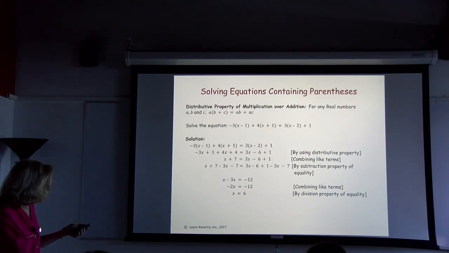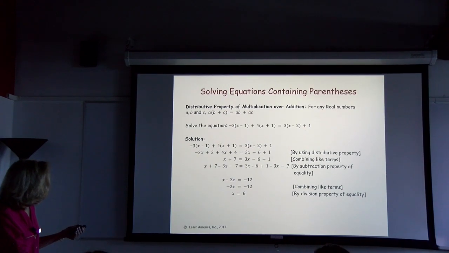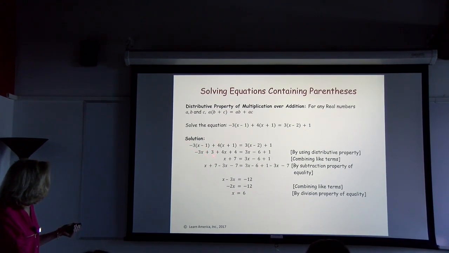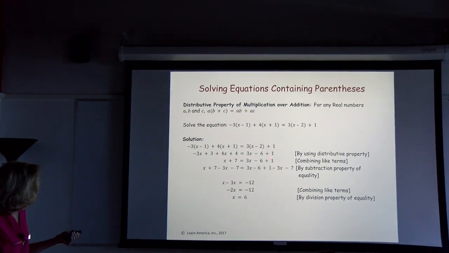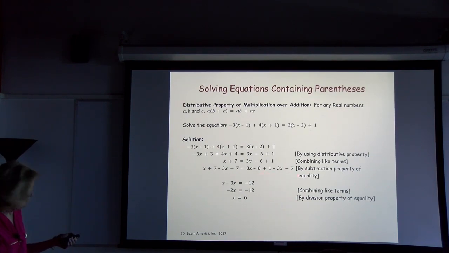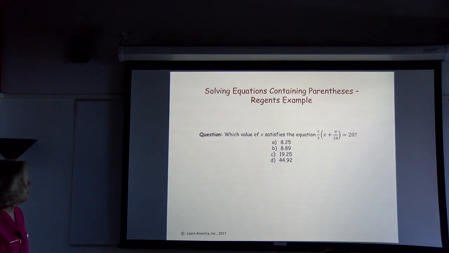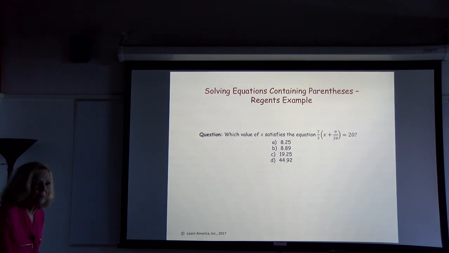Okay? Solving equations containing parentheses. All right, same thing using the distributive property. When you remove the parentheses, you want to combine your like terms on the left-hand side and on the right-hand side. And then you're going to get all the terms with x on one side, all the terms with the constant values on the right-hand side, and here we have x equals 6. Okay? All right, so now here's an equation for you to try. Okay, here's a Regents question. Which value of x satisfies the equation?